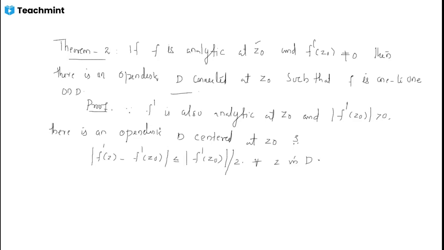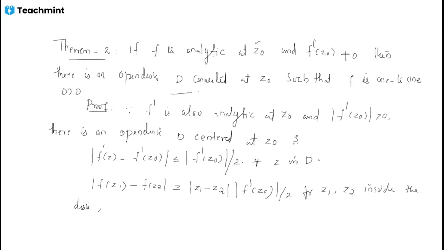So then we take 2 points in that disk. Mod f(z1) minus f(z2) is greater than or equal to mod z1 minus z2 into mod f'(z0) by 2, for z1, z2 inside the disk. So f is 1 to 1 in D.